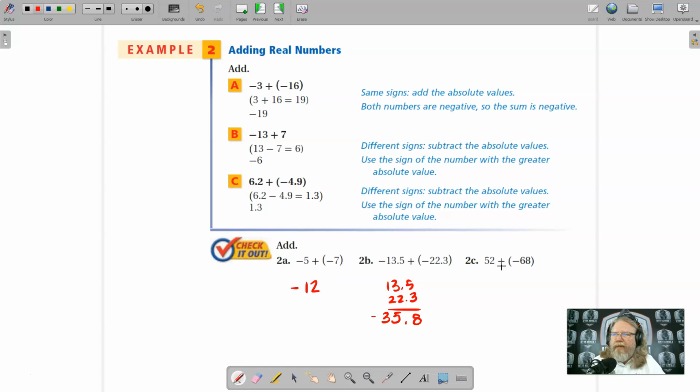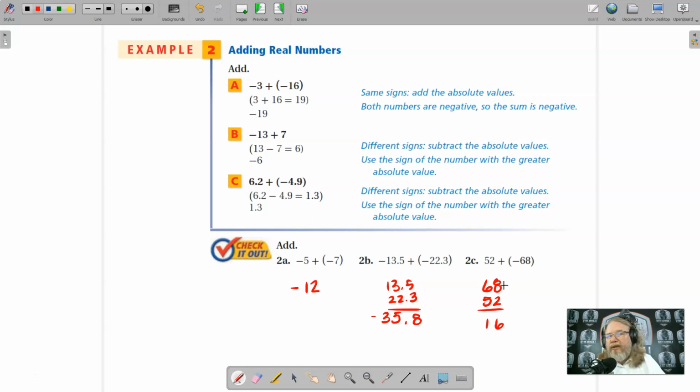On the next one, it is addition. So we have 52 and negative 68. One's positive, the other one's negative. So let's just subtract them. 68 minus 52. 8 minus 2 is 6. 6 minus 5 is 1. So we get a difference of 16.